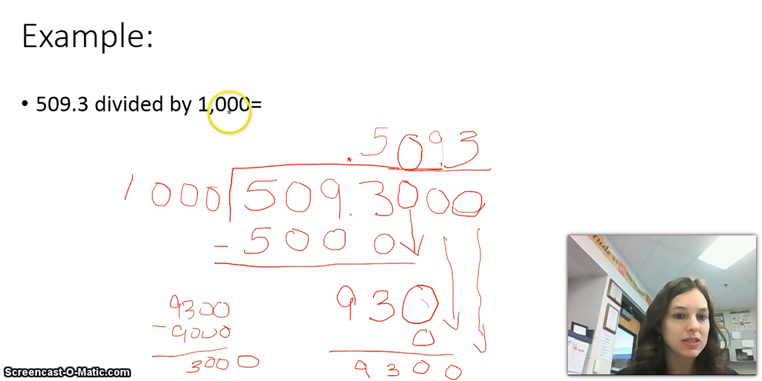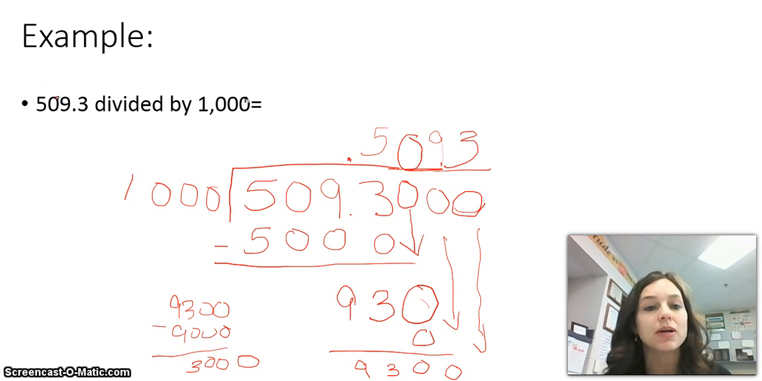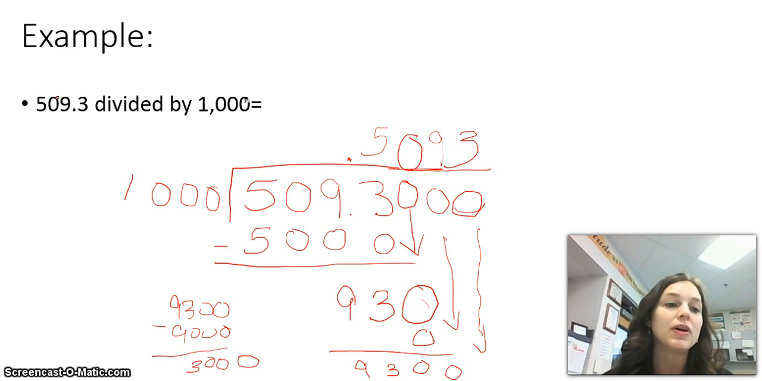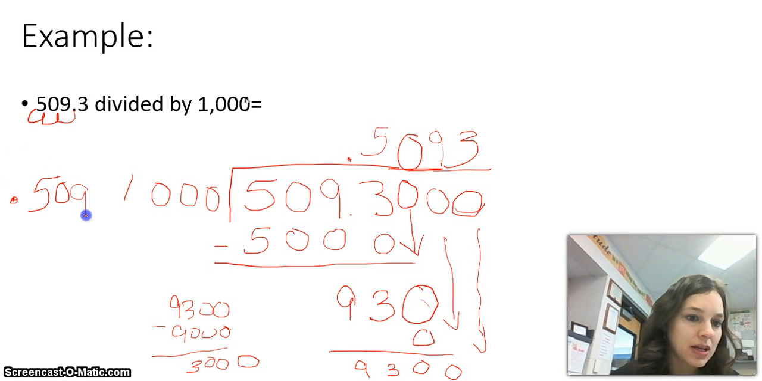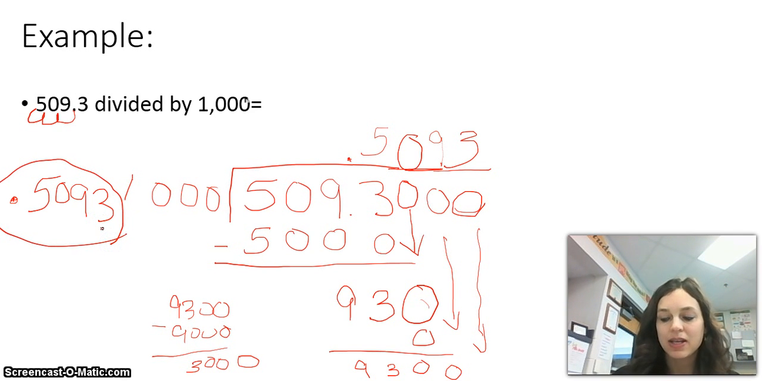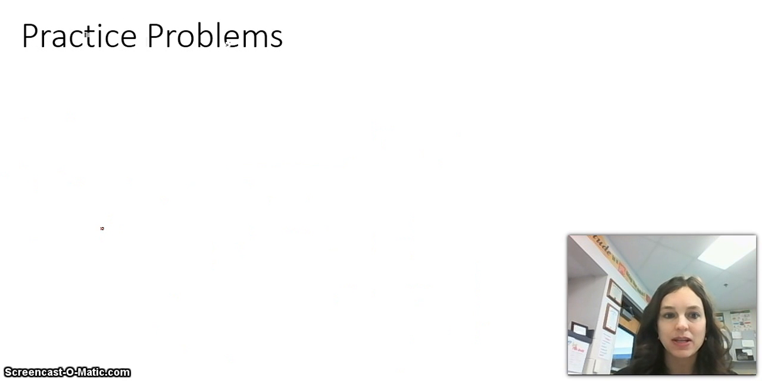Now because I have 3 zeros in 1000, I can move my decimal here, 1, 2, 3 zeros to the left. And remember, when we multiplied, we moved our decimal to the right to get a bigger number. Now when we're dividing, we're moving our decimal to the left to get a smaller number. So really, I could go through this long process, but that would give me the same answer as moving my decimal place 1, 2, 3, and having decimal point 5093. That is my answer. All right, so easy peasy. Let's go to the next practice problem.